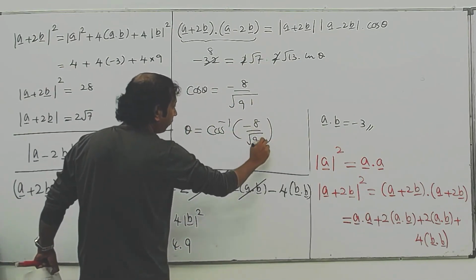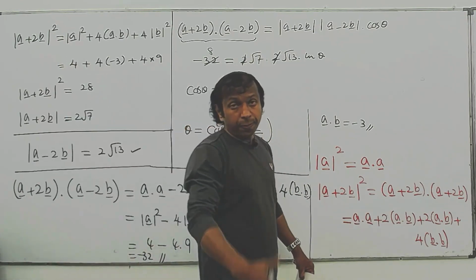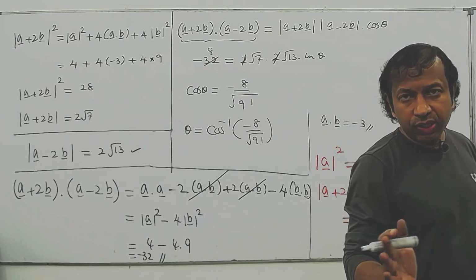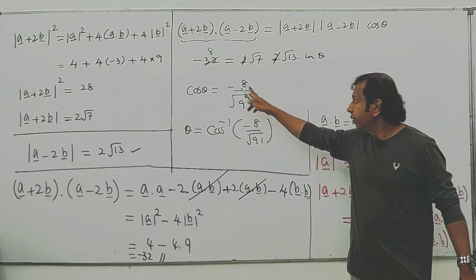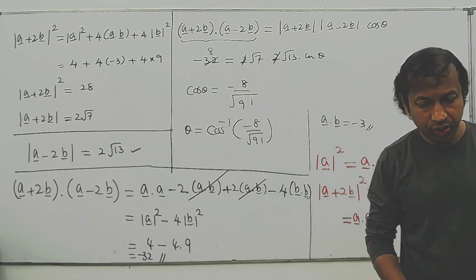People, here this minus sign gives us what? Cos theta negative means theta should be obtuse. Obtuse means in the second quadrant cos is negative, no? Theta is an angle more than 90. That is why we get this minus sign there, right? Okay. That's okay. Now, people, fine.